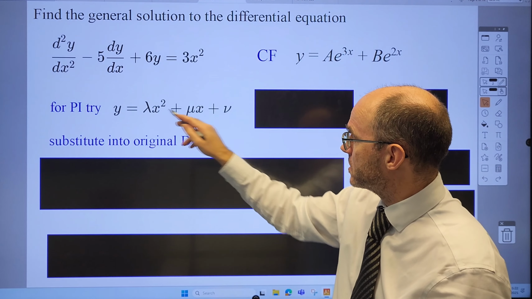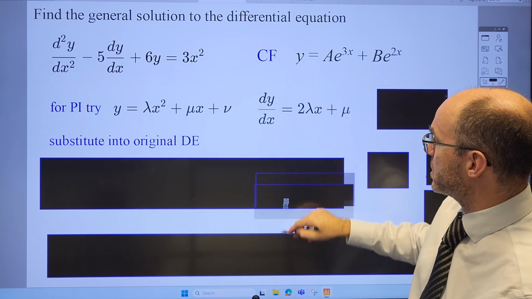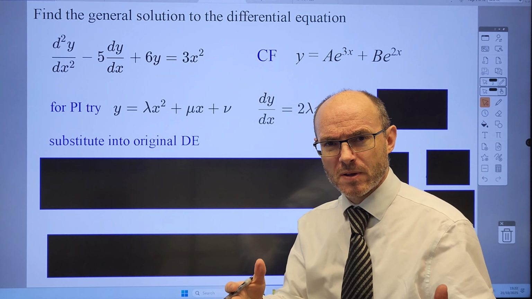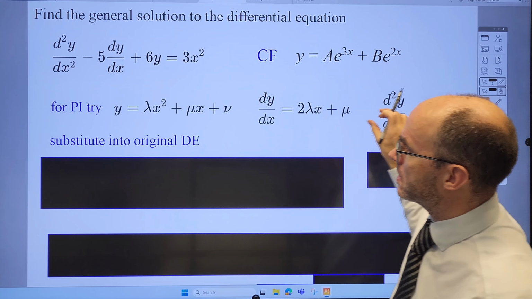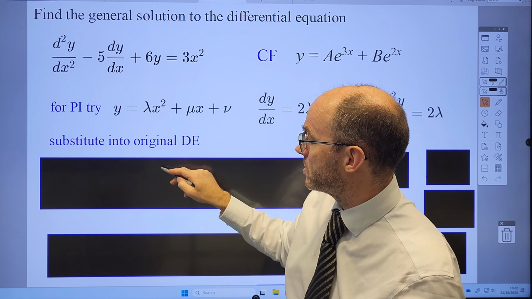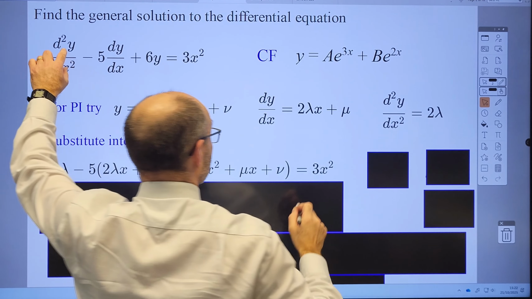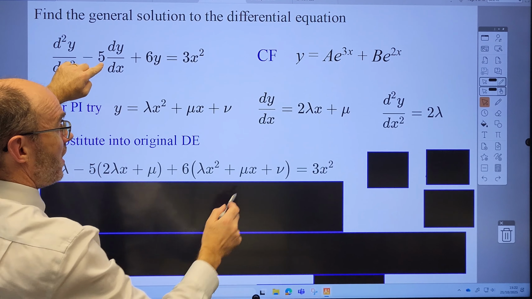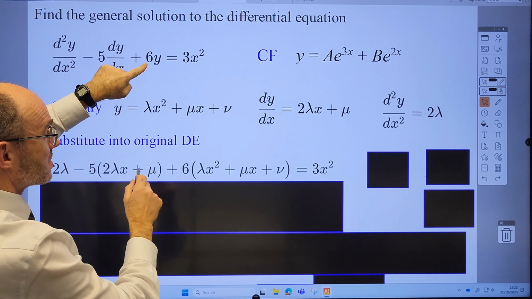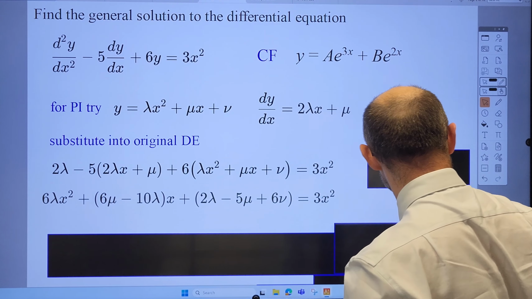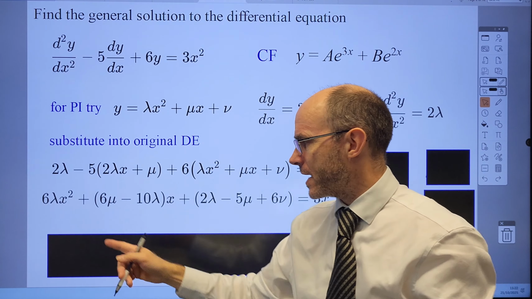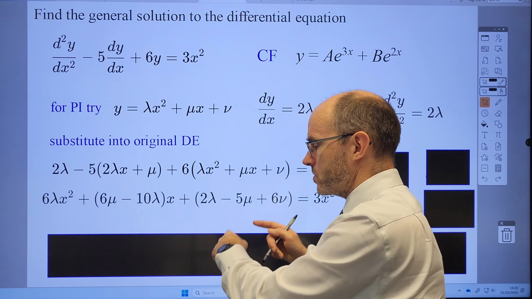So here we go. This is what we're going to try. So dy/dx is that. You can check these as we go along. d2y/dx squared is that. Substitute this into here. And then you've got this here. So d2y/dx squared, -5 times that, plus 6 times that, gives you this. Expand the brackets. Get all the x terms together, the x squared terms together, and the constants together.